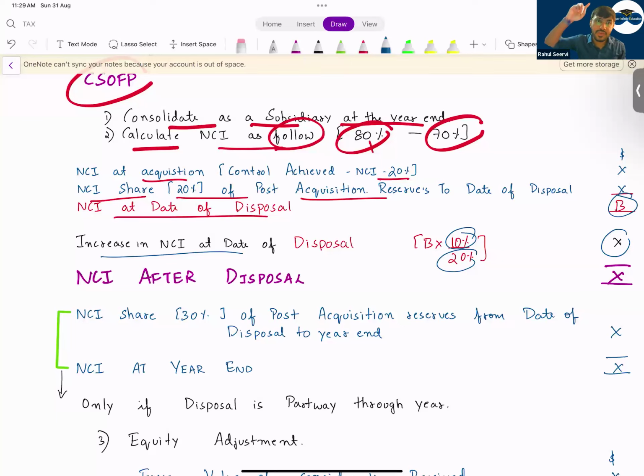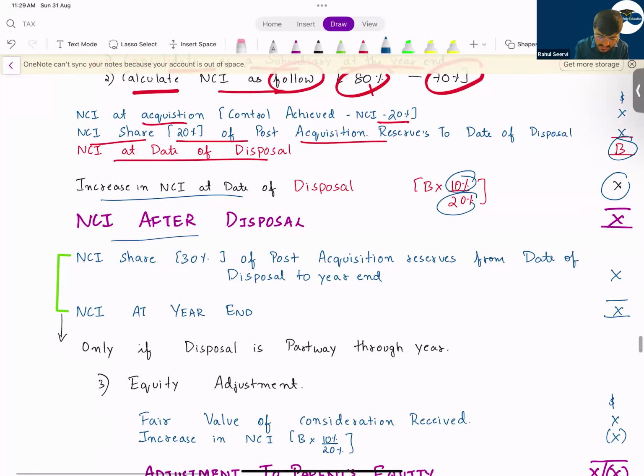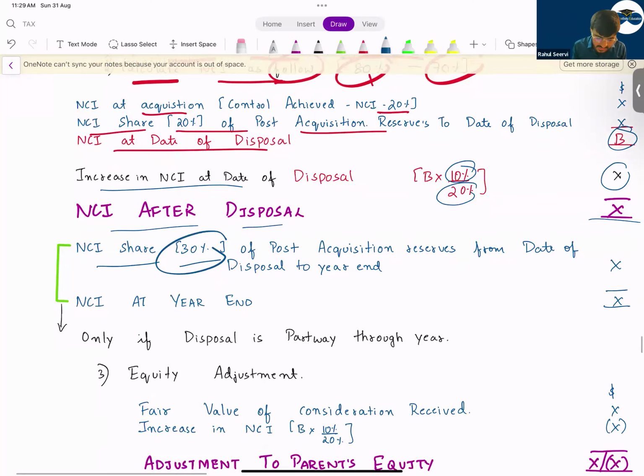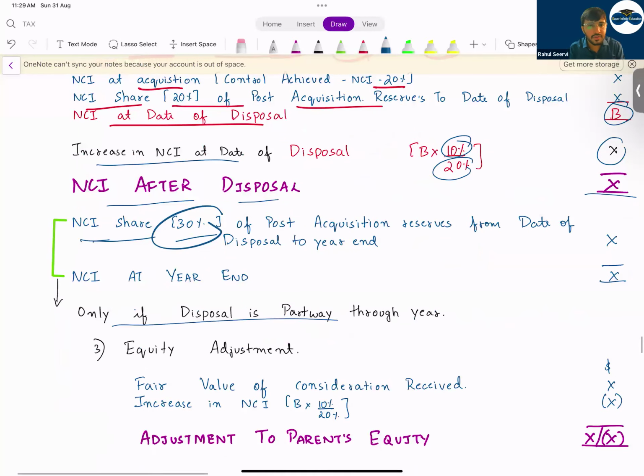In the above case, we had reduced in the step acquisition. Here you will add. So you'll get NCA after disposal, then NCA share of post acquisition profits. Now it will be at 30%. So this will only be done if the disposal is part way through, and NCA at the year end you will get the value.